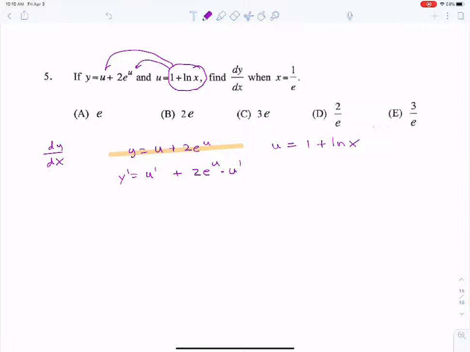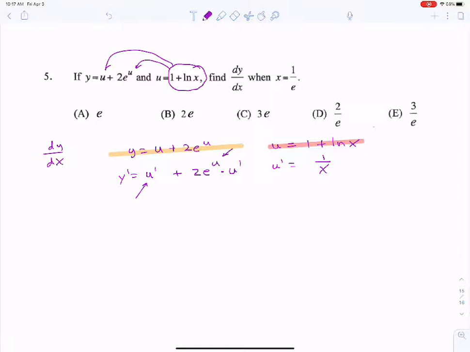Okay, next, I'm going to need to know a couple things. What are the things I need to know in order to solve for y prime? I need to know what u prime is and what u is. Well, u is given. That is done. This is u, but I do need to know what u prime is. So u prime is going to be 1 over x.